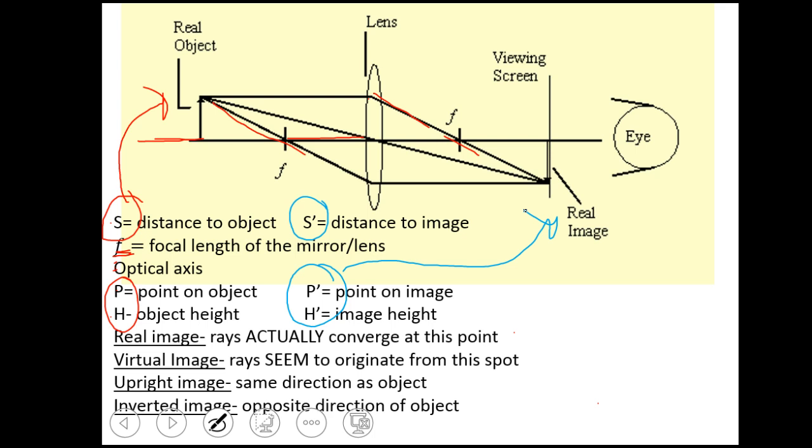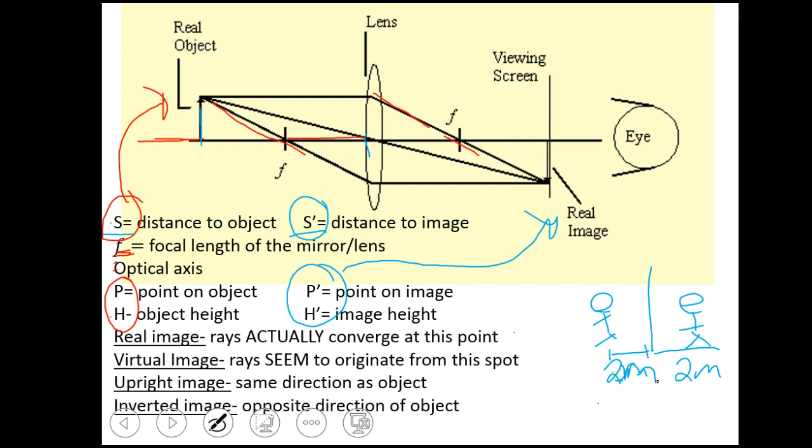And so S represents the distance from the object to the mirror, and that's always going to be measured in meters. And then S prime, or S apostrophe, is the distance that the image seems to be behind the mirror. So we talked about, like with plane mirrors, if I am 2 meters in front of the mirror, then my image seems to be 2 meters behind the mirror.